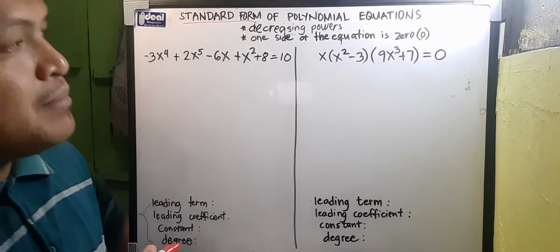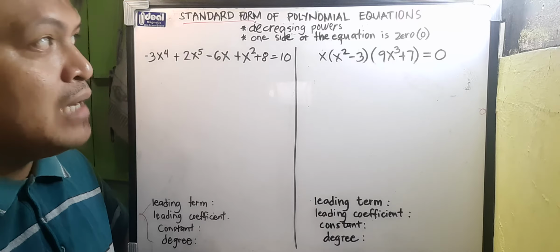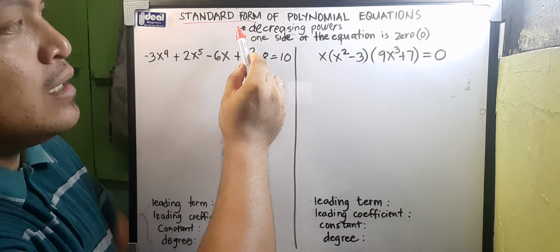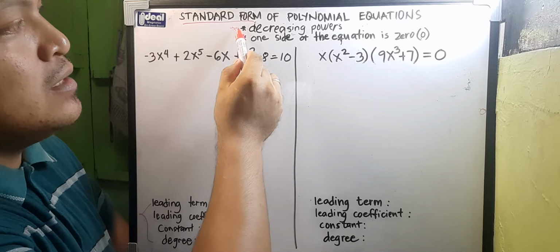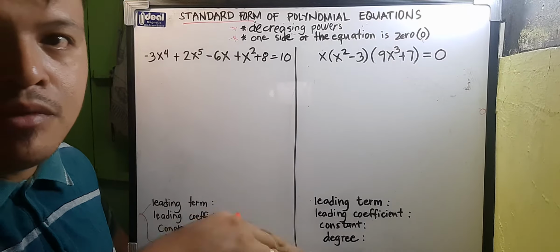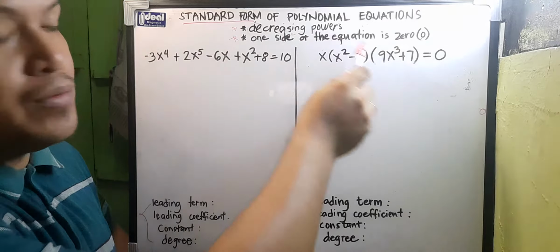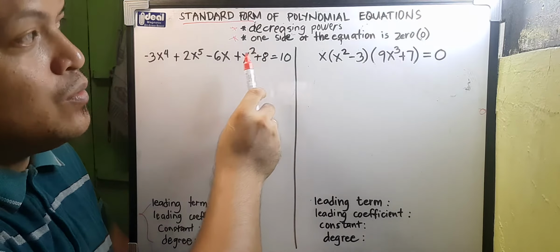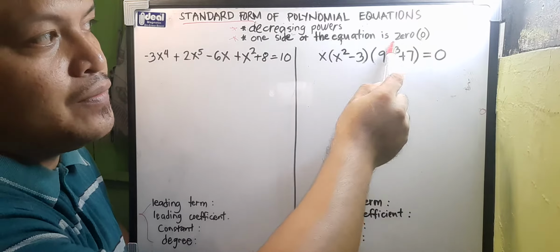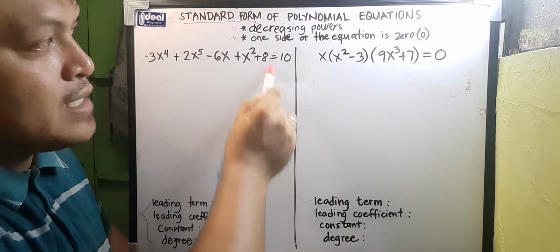So, para masabi na natin na nasa standard form ang isang polynomial equation, dapat masatisfy itong dalawang conditions. So, first one is the exponent should be in decreasing order or it is in decreasing powers. Pangalawa naman is one side of the equation is 0. Since equation siya, importante po itong equal sign.